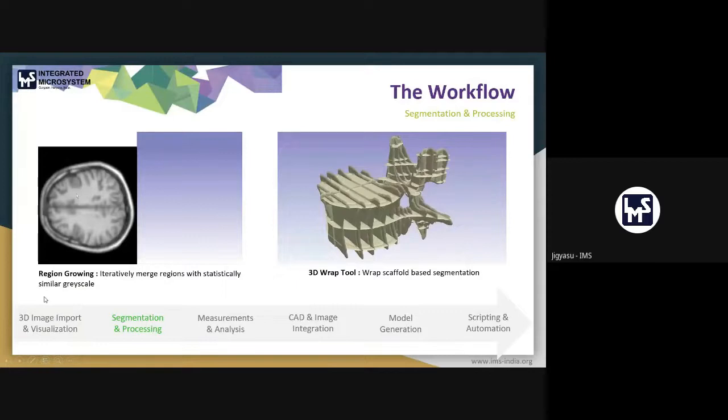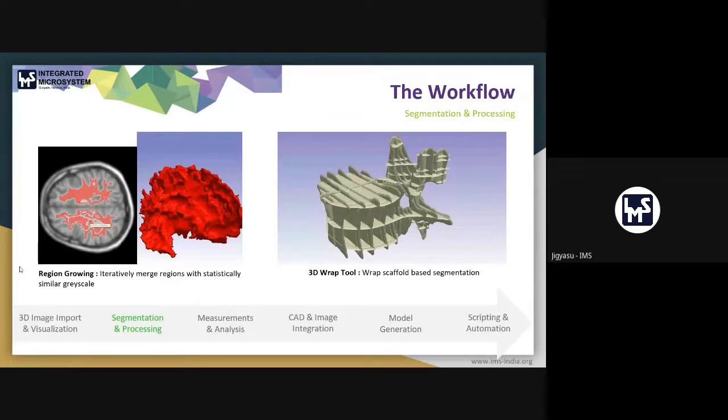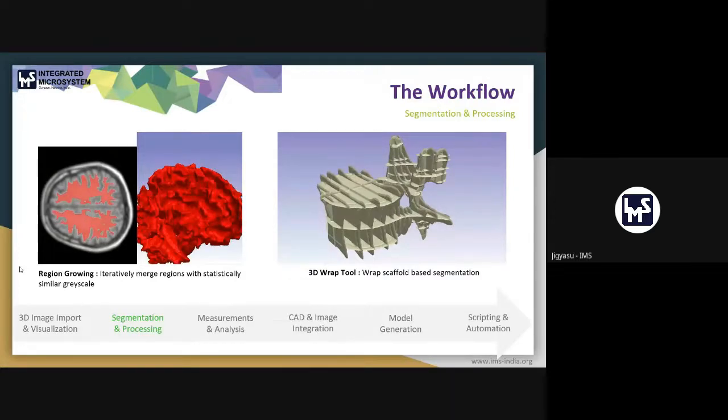So these are some tools, an example to show what these tools do. Here you can see this is the region growing tool. Simply clicking it is iterating the task the number of times we have selected. So this is one quick method to do segmentation of soft tissues.